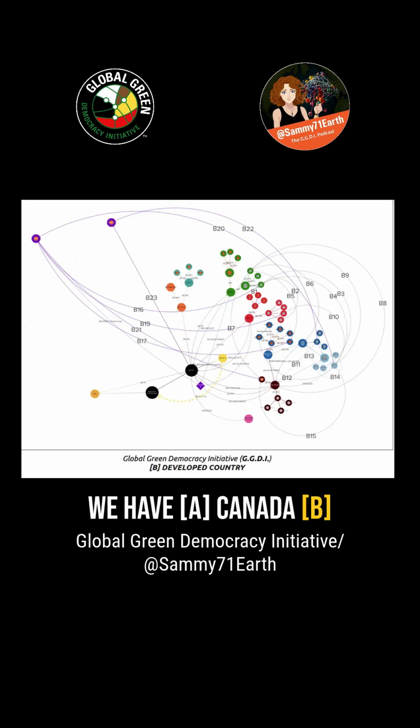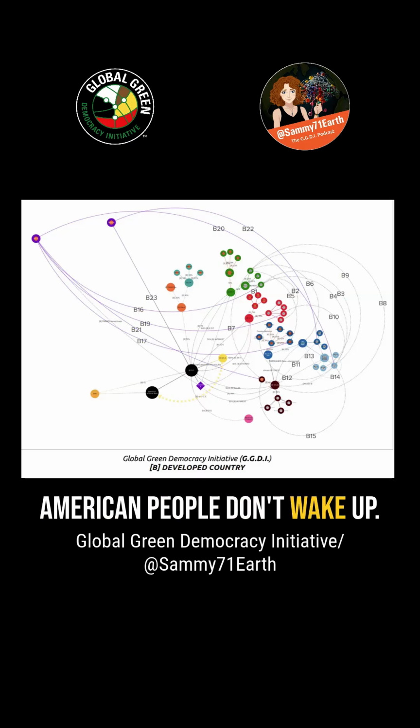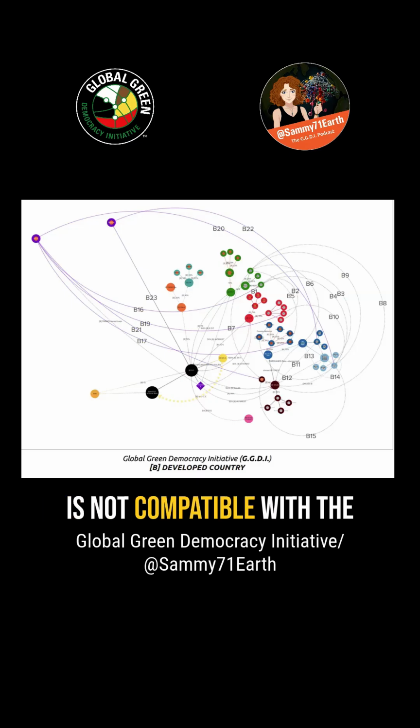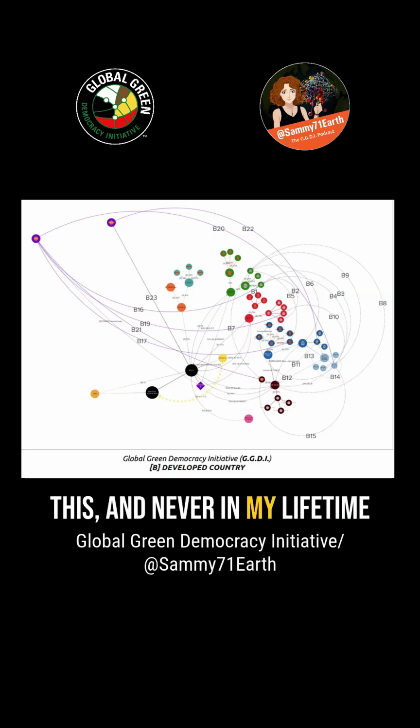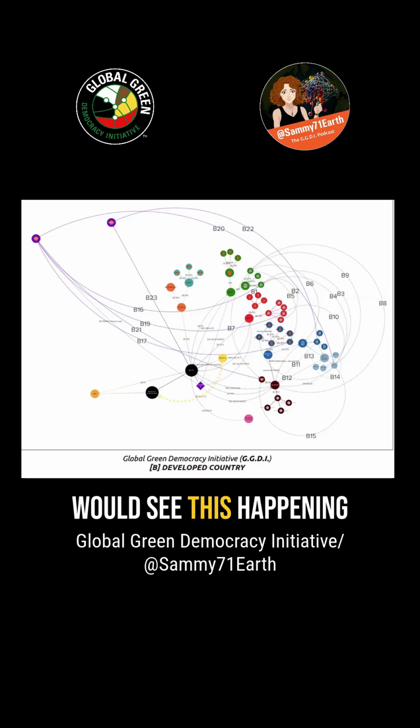Also within the standard view, there are 3 different types of countries. We have A, Canada; B, a developed country, say for example Sweden. I would have used the US, but they are quickly slipping into a dictatorship if the American people don't wake up. The current administration is not compatible with the mission of the GGDI initiative or 7gens, and I am sad to say this, and never in my lifetime would I have thought we would see this happening there.